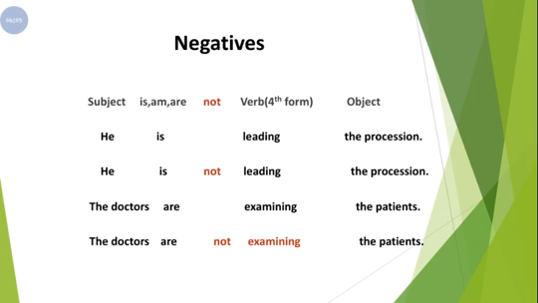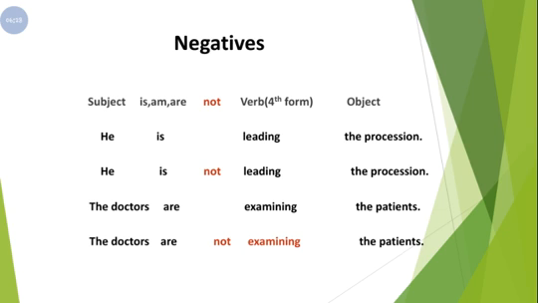Now let's see the example. He is leading the procession. So this is your affirmative sentence, positive sentence. If you want to make it negative, it would be: he is not leading the procession. So it's simple that to make the negative of present continuous tense, you are supposed to use not after the helping verb.